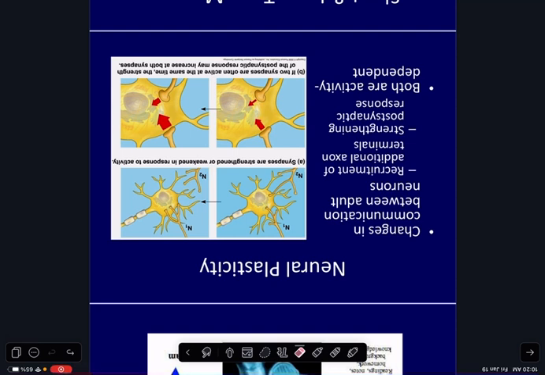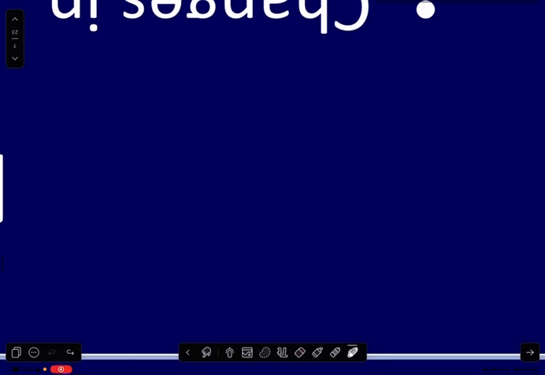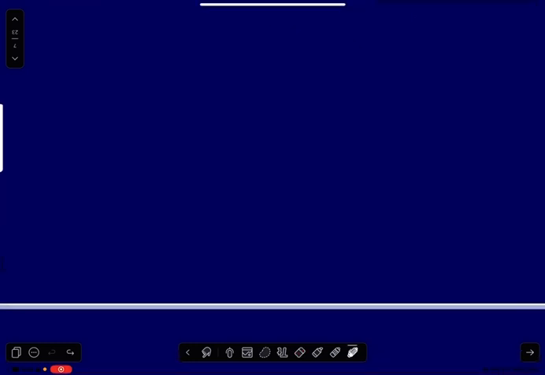So really, there are a couple of ways to do it. Basically, two ways that your brain remembers things. One is a change in the number of synapses. And the second one, which is pictured down here, is a change in the strength of synapses.